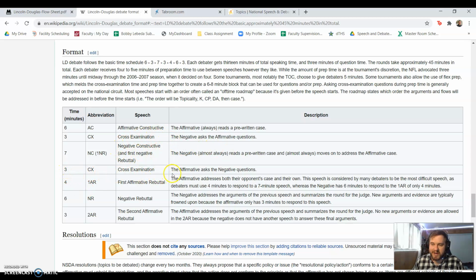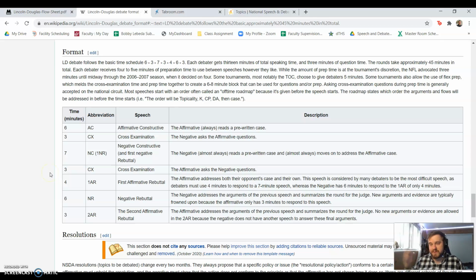Next you have another cross-examination, and then the affirmation will be asking questions of the negation. So far, you have an aff speech, neg asks questions, then you have a neg speech, and then aff asks questions. And then following that, you get into this second cross-ex, which is the last one.